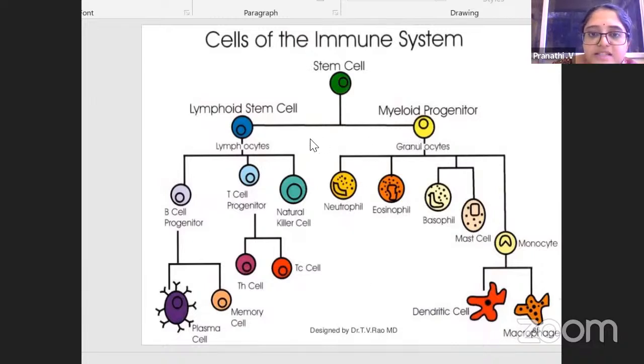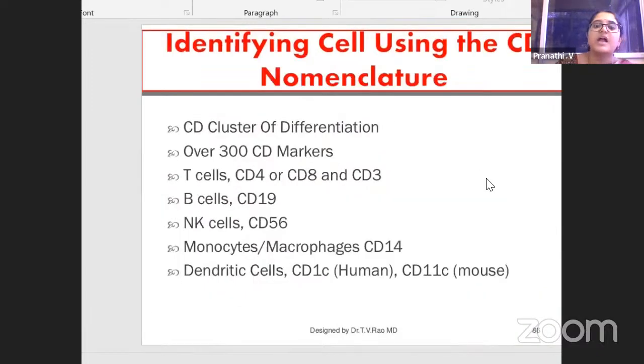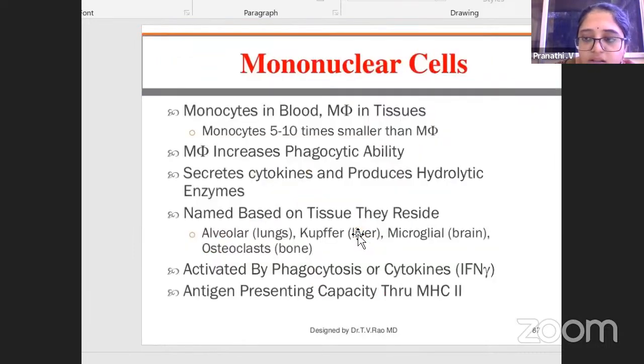Please remember this particular slide because it is very important. How do you identify them? Because you have the cluster of differentiation. You have around 300 cluster of differentiation, or CD markers, especially for T cells, that is the cytotoxic cells. You have the CD4, CD8 and the CD3 markers. For B cells, you have the CD19 marker. For natural killer cells, you have the CD56 marker. And the dendritic cells, all of them have different kinds of CD markers present on the cell surface.